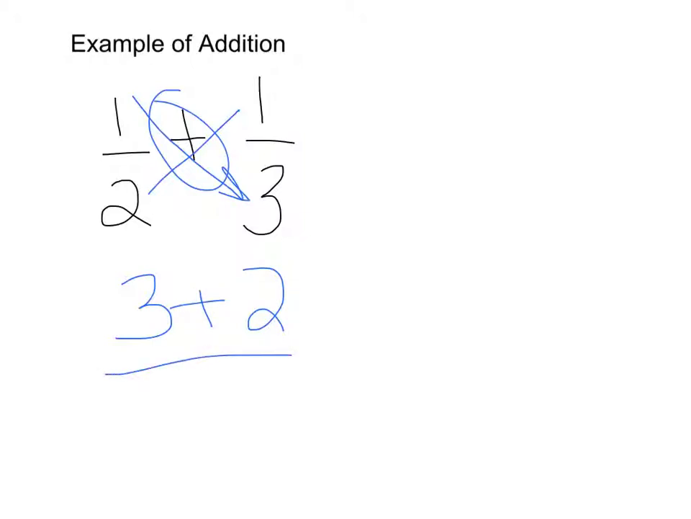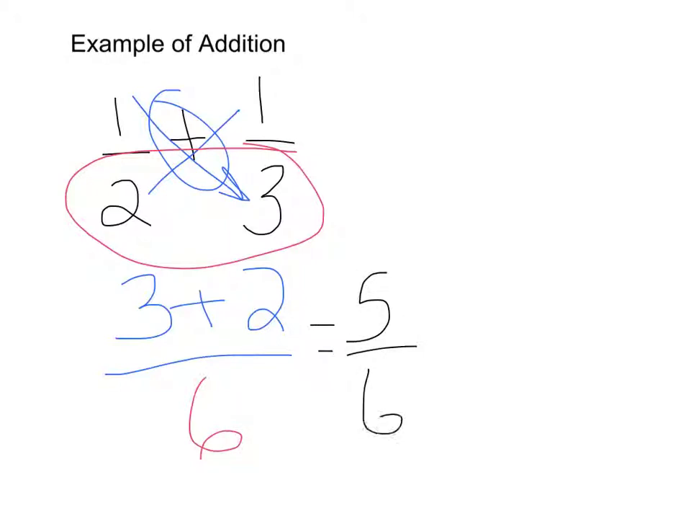Now let's do step 2. Multiply the denominators. 2 times 3 is 6. And now we just solve our problem. 3 plus 2 is 5. And our denominator is 6. And if you noticed, that's the same answer we got in the first problem.